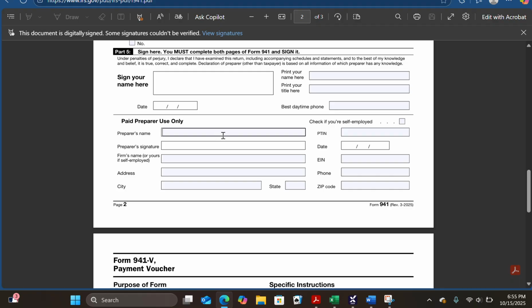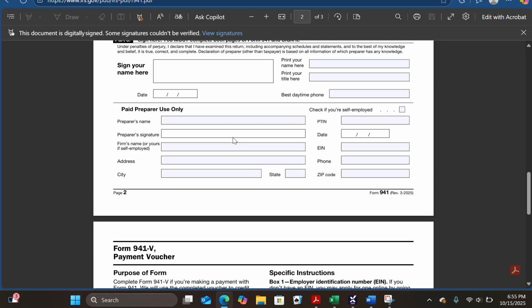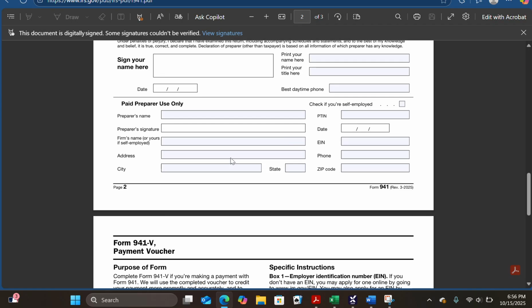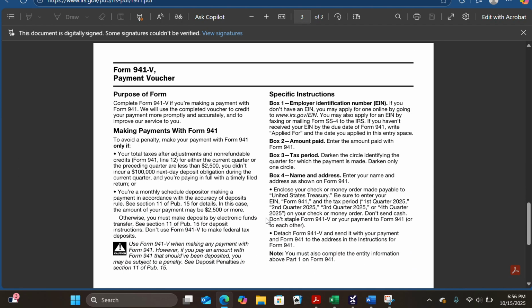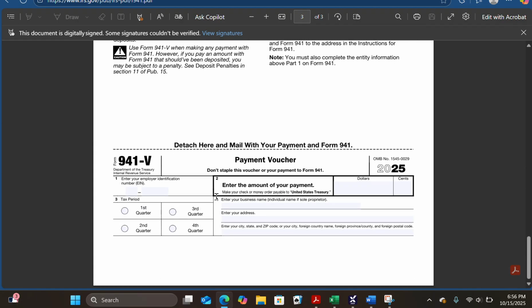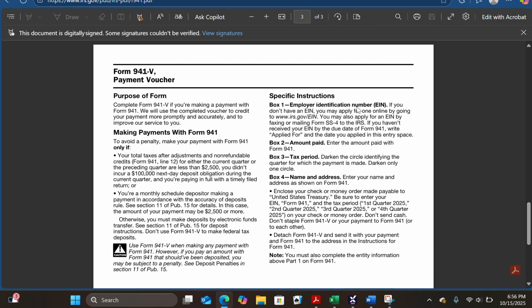So then we have the paid preparer use only. This is if you hired someone like an accountant, we'd fill out our information here. And lastly, we have the voucher. The voucher would show up where you want to make your payment, what quarter it's going to be, put your business stuff, and then mail it.